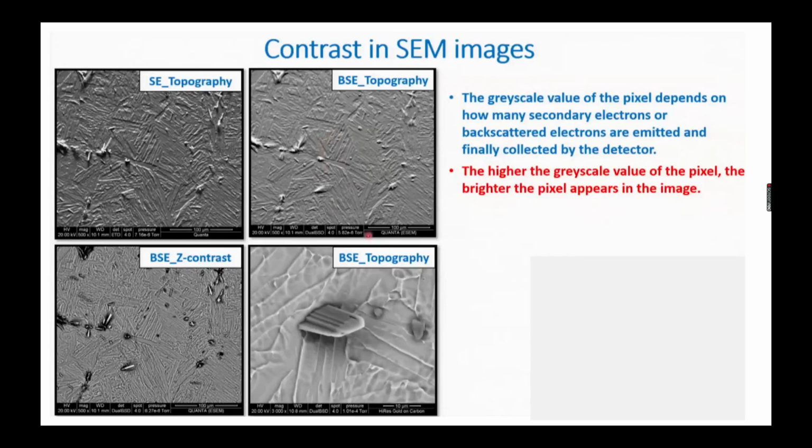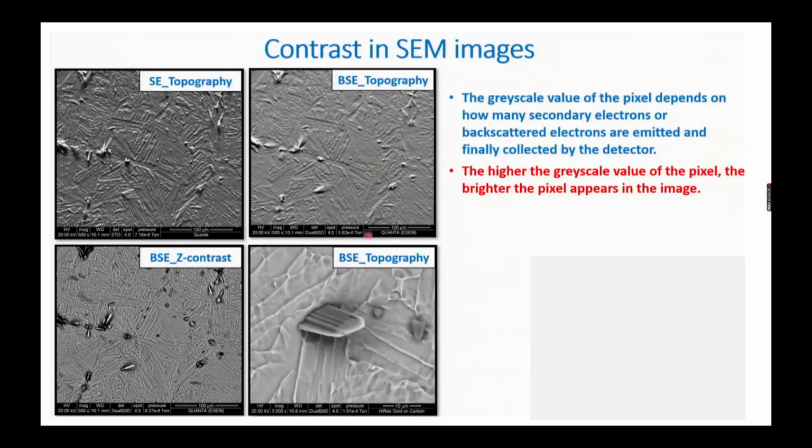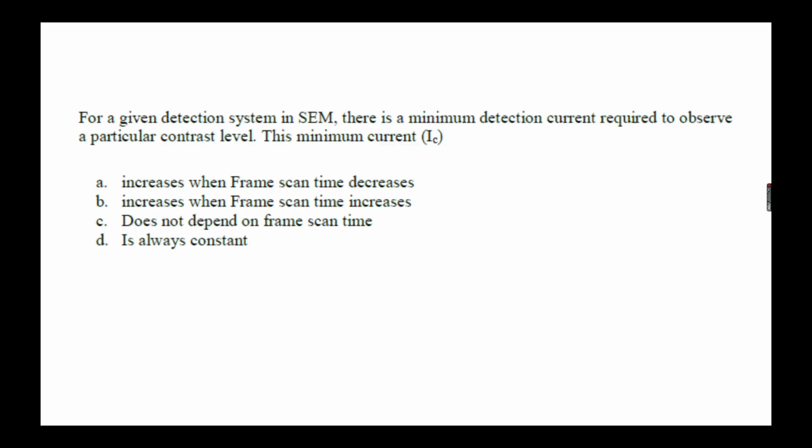So that's why the secondary and backscattered electrons collected by the detector give the grayscale value of a pixel in an SEM image. The higher the grayscale value of the pixel, the brighter the pixel appears in the image. Here you can see a difference: this is your topography from the secondary and this from the backscattered. This is different because of the different pixels. So that will be your C.